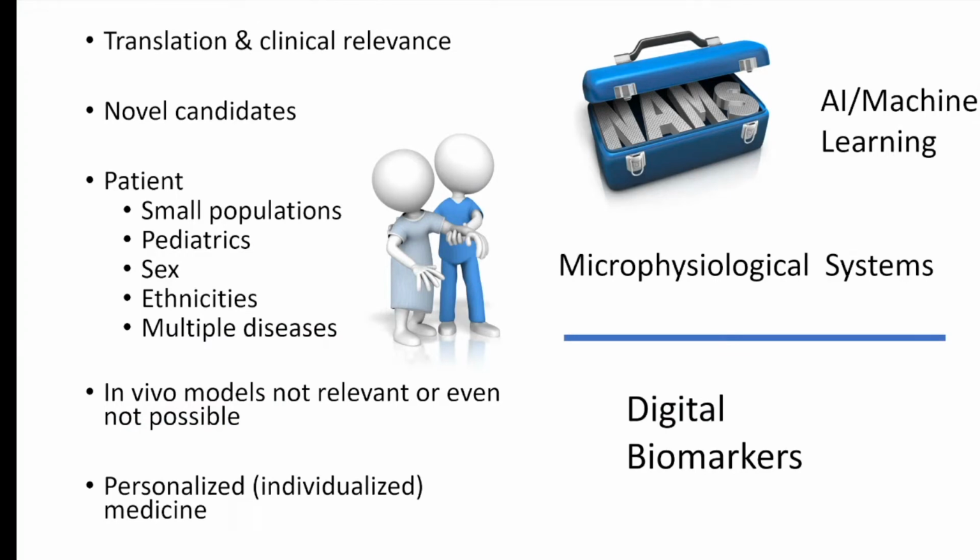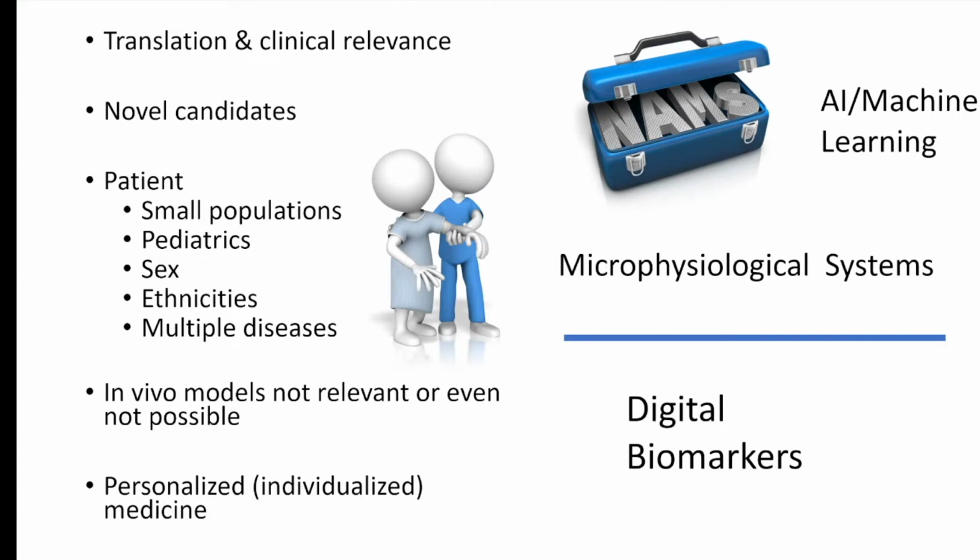The other aspects here are the translation and the clinical relevance, but also the novel candidates or novel technologies that are available to us and to our patients, and they require novel models. Then we also have patients. We have smaller populations of patients depending on rare diseases, for example. We're also looking at pediatric patients and sex, ethnicities.